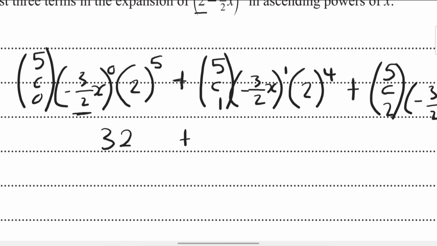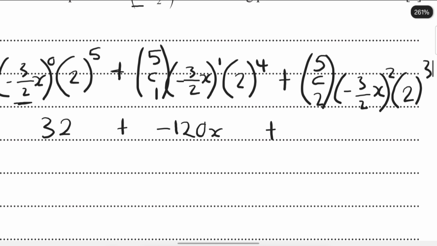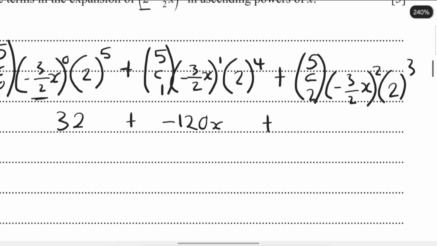And that should give us minus 120x, right? Then for the third term, we are saying 5 choose 2, then minus 3 over 2 is being squared, then we're multiplying that by 8, so we get 180x squared.